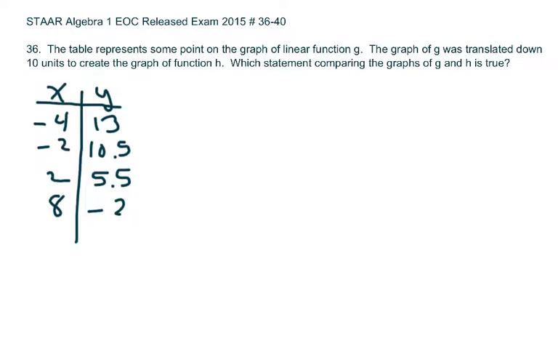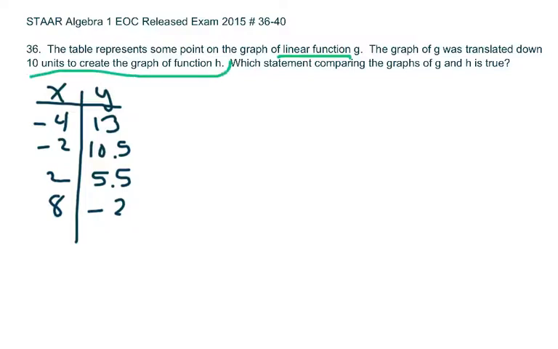Hi everyone, this is continuing on with your Algebra 1 end of course released exam, 36 through 40. For 36, they give you a table of values. They tell you it's a linear function, that means it's a line, and they want us to translate it down 10 units and create h.